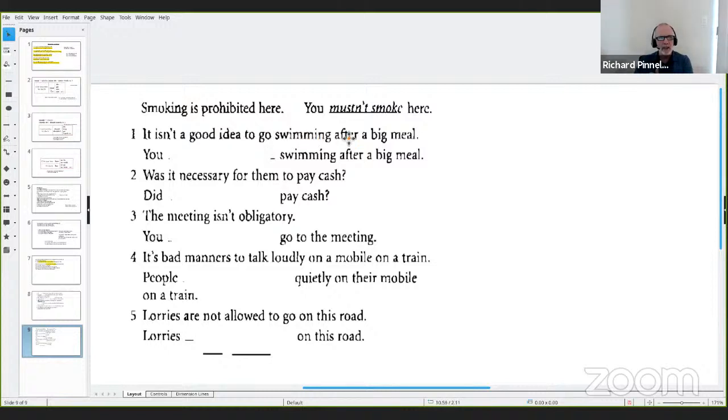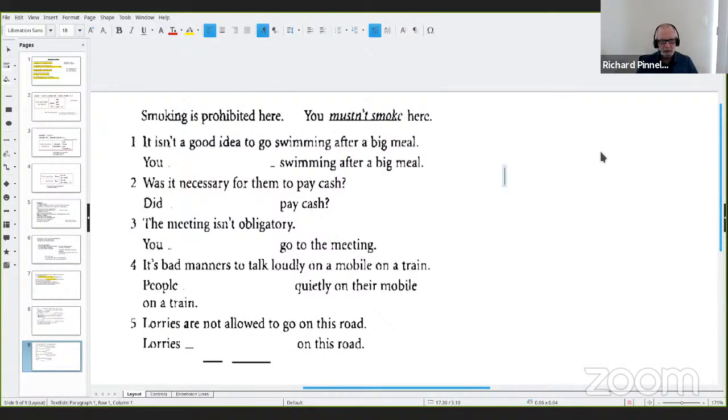So it isn't a good idea to go swimming after a big meal. What can we say? Who's got the answer? Don't have to. No, don't have to significa no es necesario. No queremos decir eso. Queremos decir que no es buena idea. You mustn't. Bueno, aquí es más como una recomendación. You mustn't es que está prohibido. No está prohibido. Si quieres ir a nadar después una comida grande, si se puede.